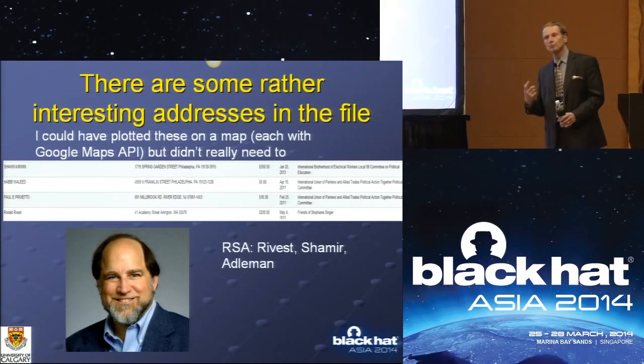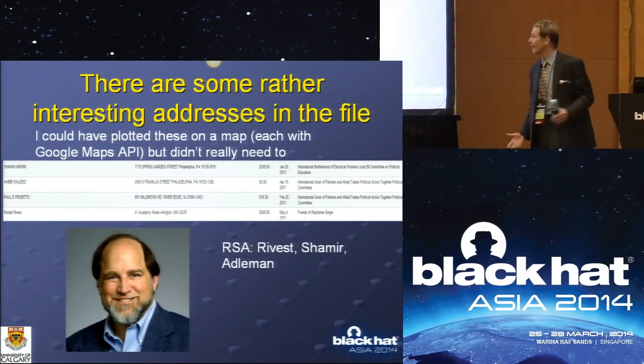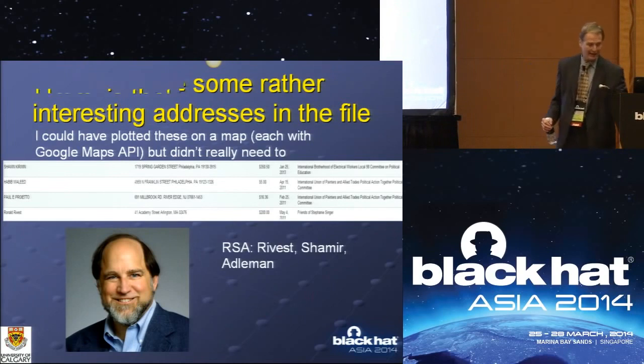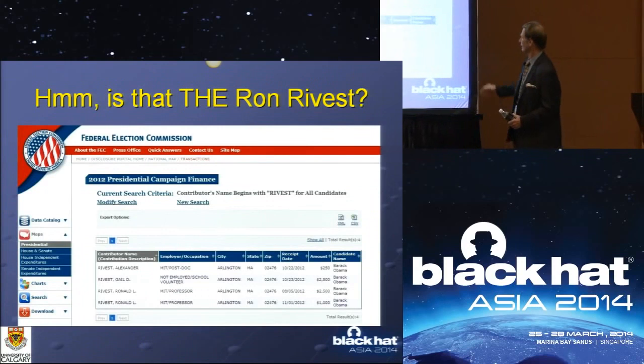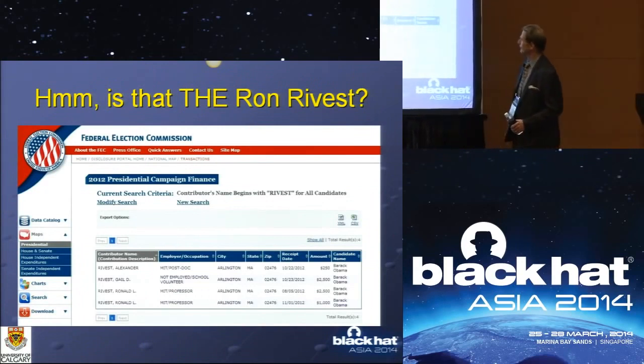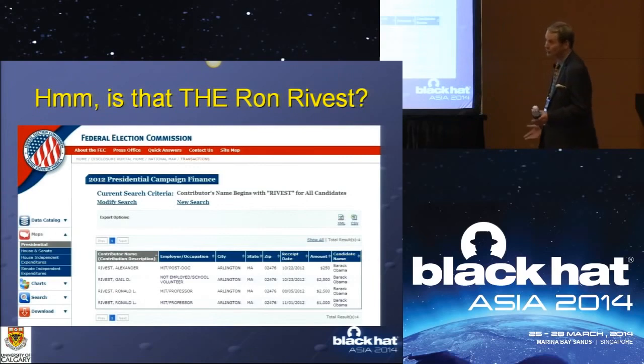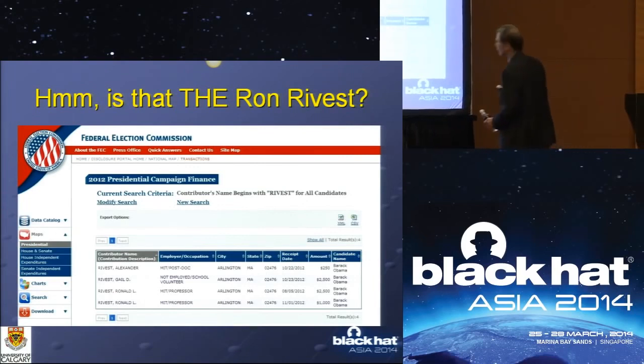So an interesting point there is that just by plotting this stuff on a map, you can find things like that. I actually did a little more digging. He also gave to Barack Obama. He gave $2,500 to Obama, and then he gave another $1,000 to Obama. But in pulling that report, I started to learn more about him. There's someone named Gail Rivest, who might well be his wife, and she gave to Obama too, and she's not employed, a school volunteer. But then there's somebody named Alexander, who's an MIT postdoc, who gave to Obama too.